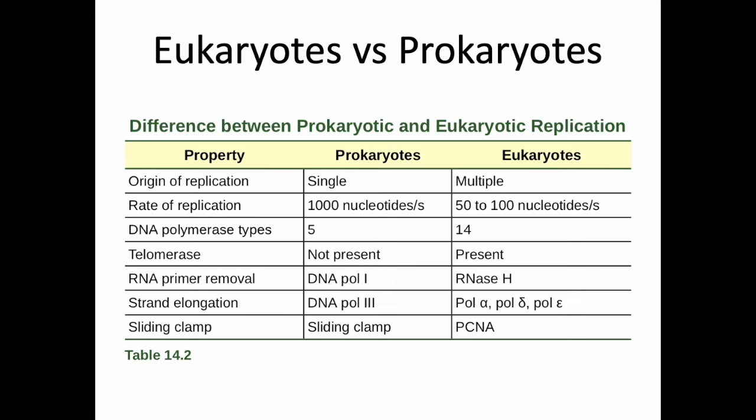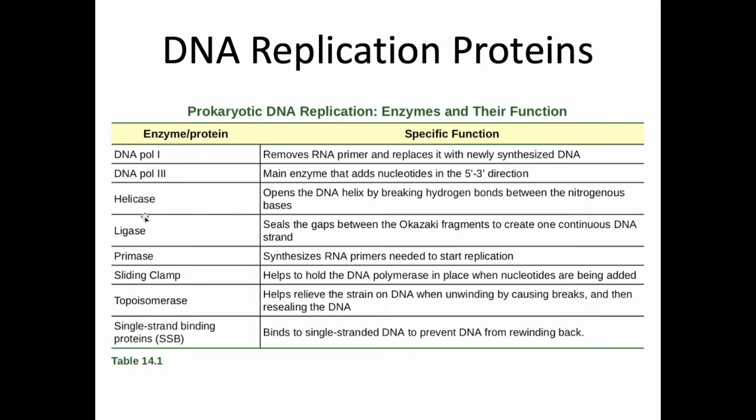I'm sorry, I skipped to the wrong table here. 3 is a bigger number than 1. 3 is doing a bigger DNA replication job than DNA polymerase 1. Just my little way of remembering the difference.